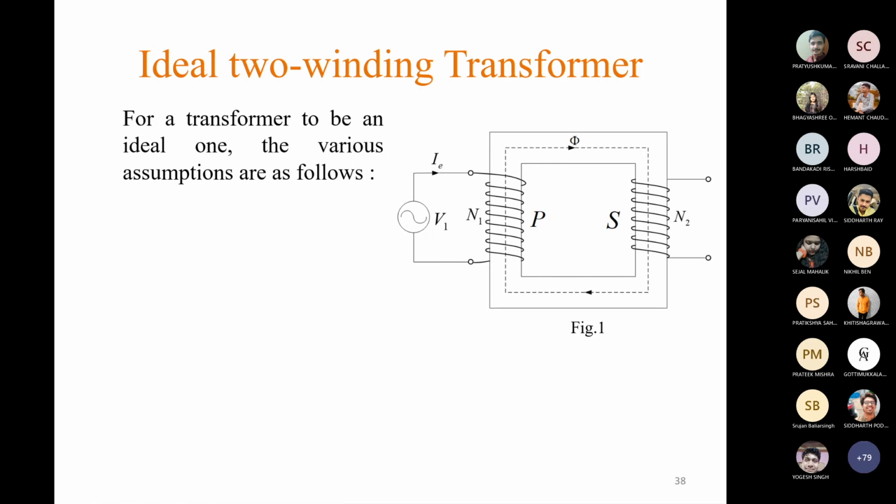For any transformer to be an ideal one, we have to assume certain conditions. The first is that winding resistances are negligible. These two windings, primary and secondary, are made of some conducting material, so there has to be some resistance, but for an ideal transformer we consider that these windings do not have any resistances.